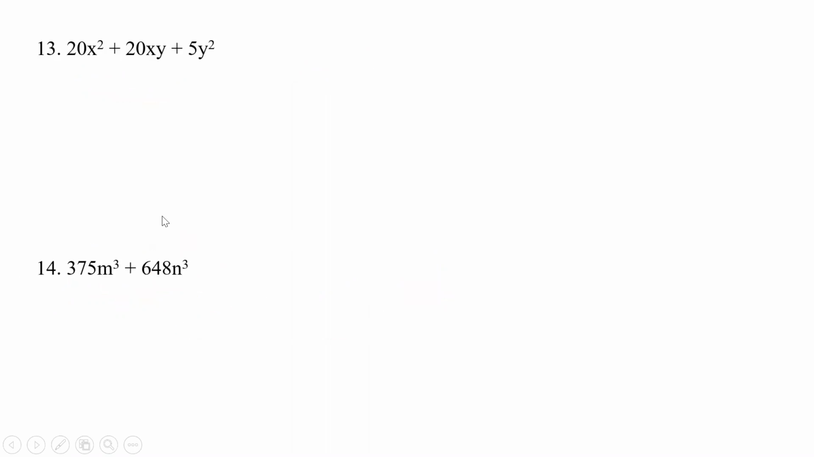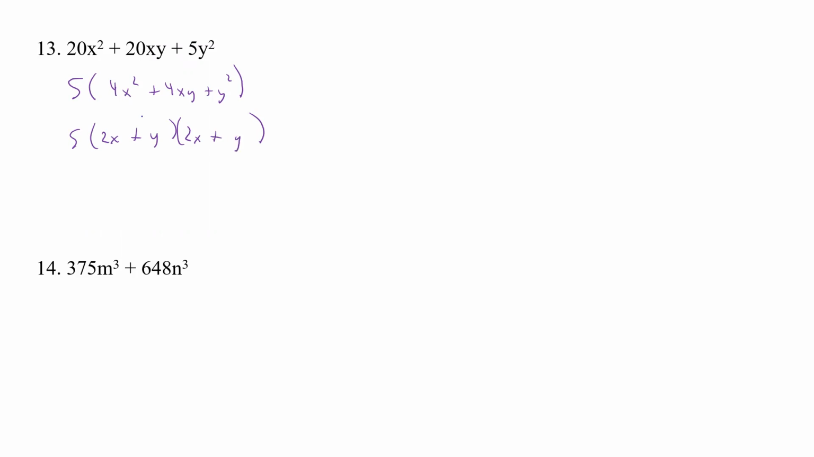All right, the next one. Well, it looks like we have factors of 5 here. So I'm going to say that's 5 times 4x squared plus 4xy plus y squared. Now, what do we have here? Well, let's see if we can factor anything. Well, for 4x squared, I'm going to try 2x and 2x, just because of those middle terms. And then it has to be plus and plus. Well, then the only factors of y squared are y and y.